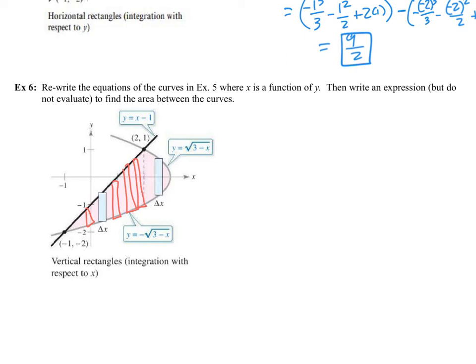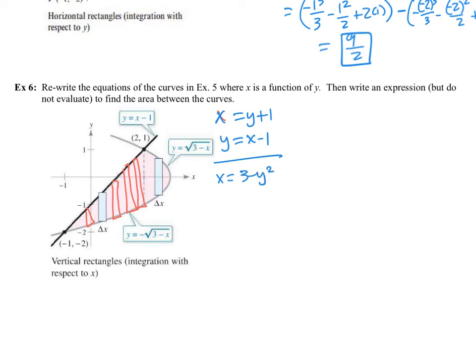Well, let's start with rereading the directions. The first thing we need to do is rewrite the equations in terms where x is a function of y. So in other words, in the last example, we were told that f of y, which is the same thing as x, was equal to y plus 1. So if we solve that for y, subtract 1 from both sides, then y is equal to x minus 1. Okay? And then the second function, g of y, which we could call x, was equal to 3 minus y squared.